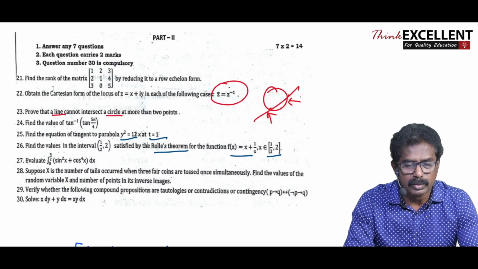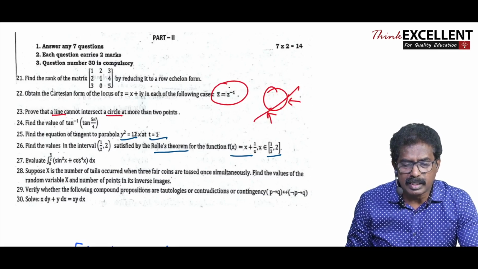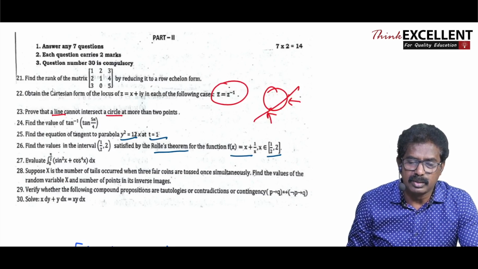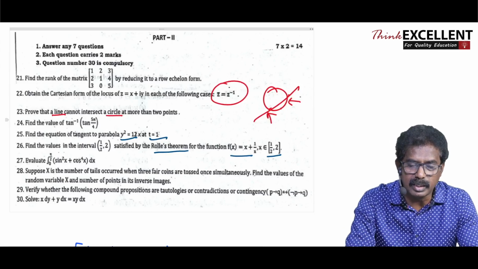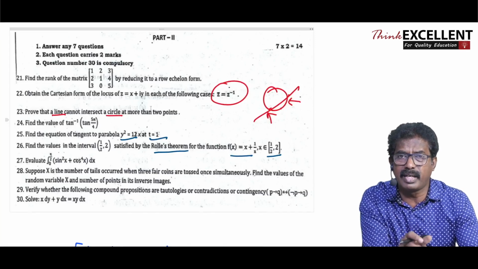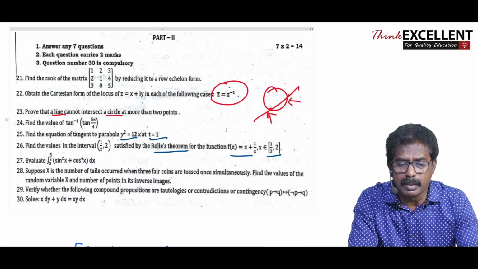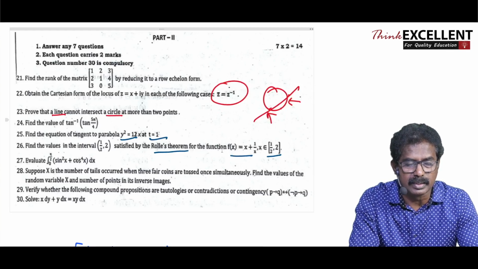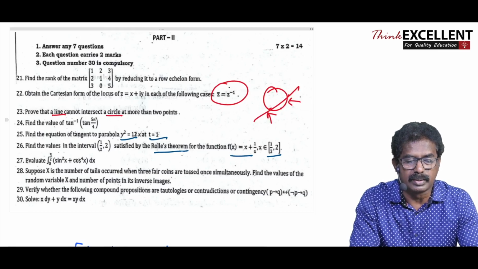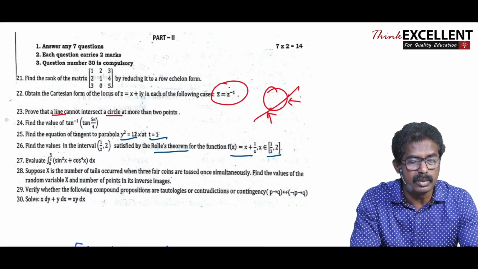So here the interval is 1 by 2 comma 2, and the function is given. It is continuous in the closed interval and differentiable in the open interval. The only thing to check is f of A and f of B. Check f of 1 by 2, and also find f of 2, and check whether both answers are the same. Then you can say, by Rolle's theorem, you can find a point such that f dash c is equal to 0.